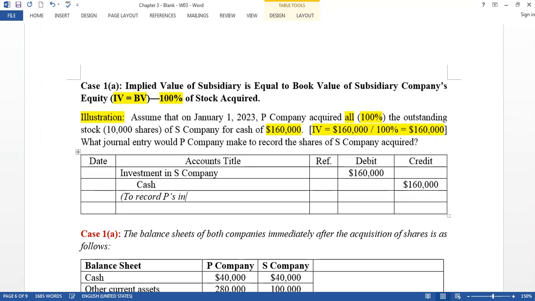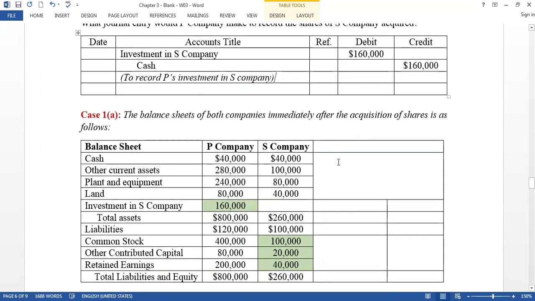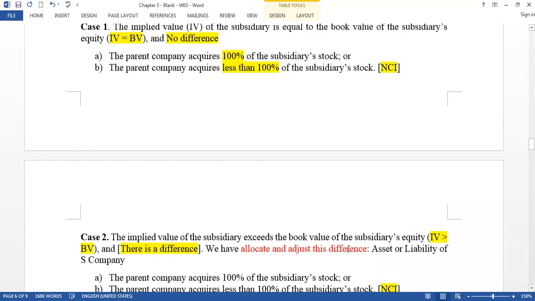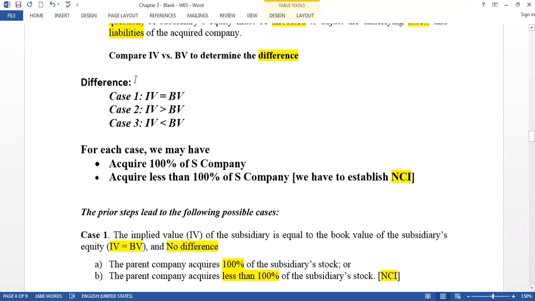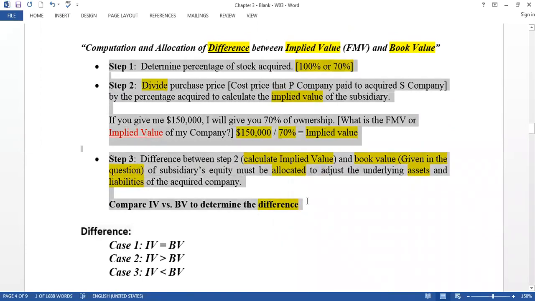Investment in subsidiary company. This is the parent company's investment. If you are the parent company, this is your investment. Now I keep this blank here to show you how to handle the 3 steps. These 3 steps are very, very important to find out whether we have any difference or not. So to find out whether we have any difference or not, we have to go through these 3 steps.